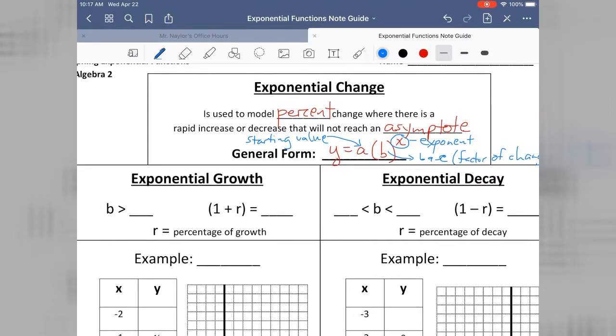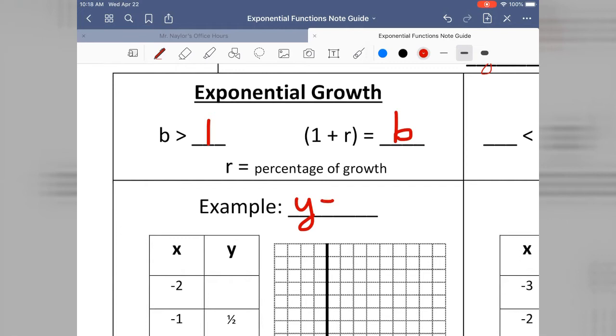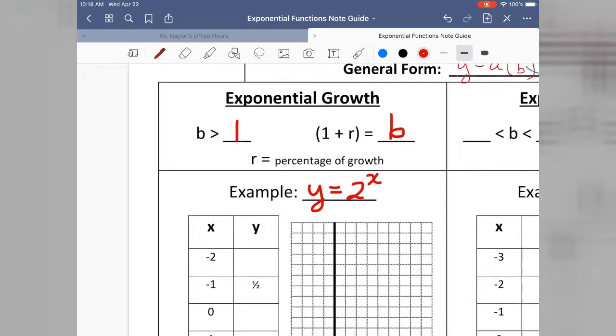First of all, we find out that we can have either exponential growth or exponential decay. Now, when we have exponential growth, you'll discover that that's always going to happen when the base is greater than 1. We also learned that 1 plus r can be thought of as the base, where r is this percentage of growth. More about that in a moment. So here's an example of exponential growth. All it has to be is a base that's greater than 1, maybe the number 2 to the x. So 2 to the x is going to represent exponential growth.